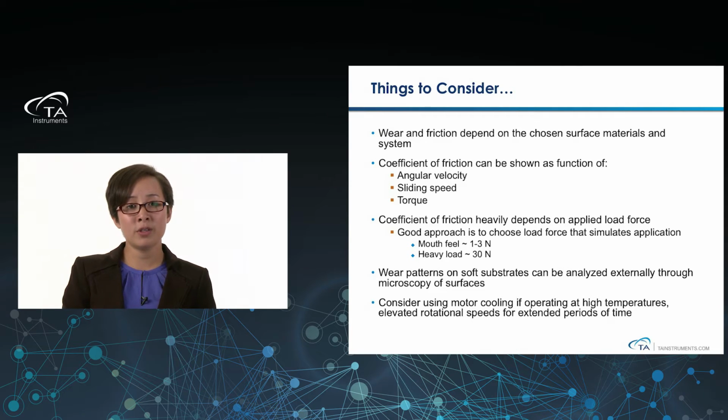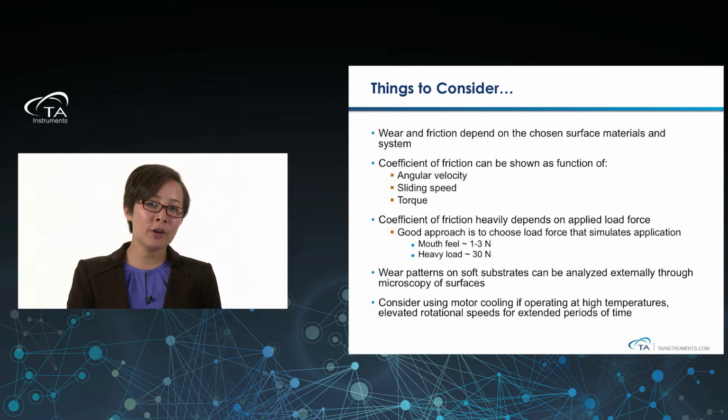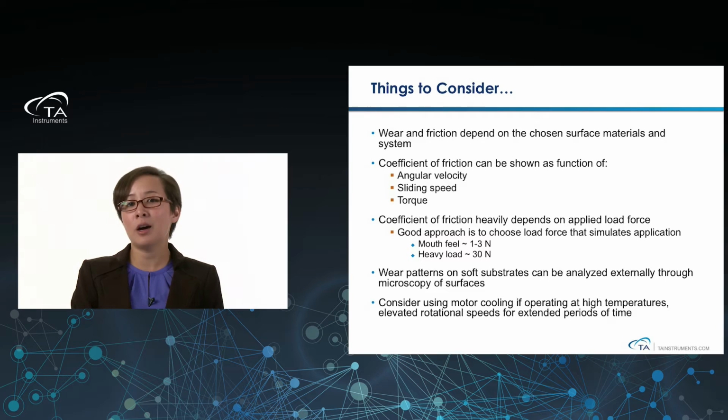Now, if someone's interested in studying the wear patterns on some of these softer substrates, that can be analyzed externally. After you run your test, you could take these plate surfaces and look at them through a microscope to see what the surfaces look like before and after the testing, what the wear patterns are, or how much of the surface has been worn down. And one last thing: if we are operating at very high temperatures at these really high rotational speeds for a long period of time, then we can consider using motor cooling. If you're not familiar with motor cooling, just check out our Trios online help. It will tell you how to set everything up.